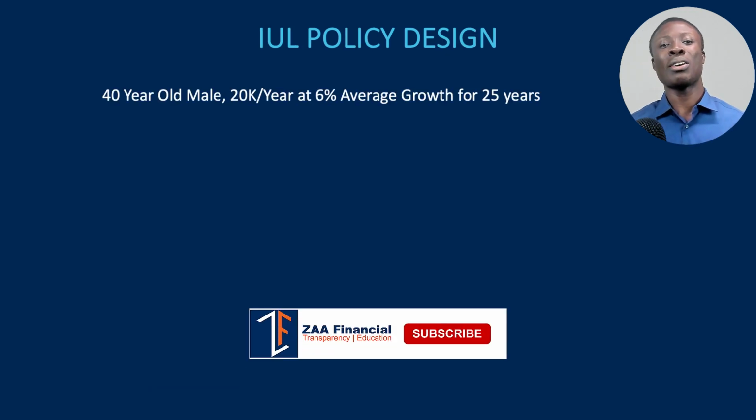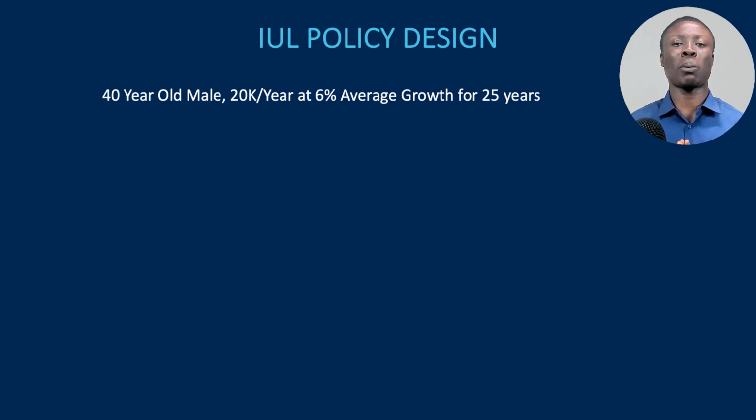In this case study, we are looking at a 40-year-old male who wants to contribute $20,000 a year to his policy up until age 65. Now I am illustrating at an average growth of 6% in this example. We know there will be years with zero returns, as well as years with higher than 6% returns. But we are making the assumption that it's going to average out at 6%. Again, even though we're using $20,000 in this example, the principle you will learn remains the same, whether you're contributing $10,000 or even $500 a month.